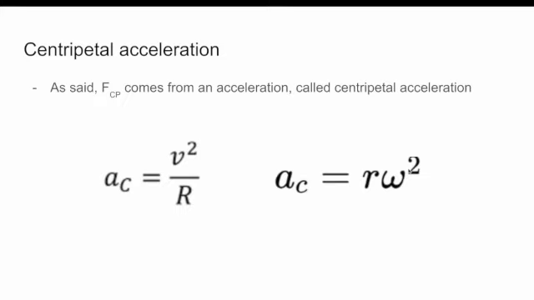So like I said, centripetal force comes from an acceleration called centripetal acceleration, and this acceleration can be written as v squared over r, which is linear velocity squared divided by the radius of the circle, or as the radius times the angular velocity squared. Now, if we know v squared over r is equal to omega squared r, we can derive expressions for v, linear velocity, in terms of angular velocity.